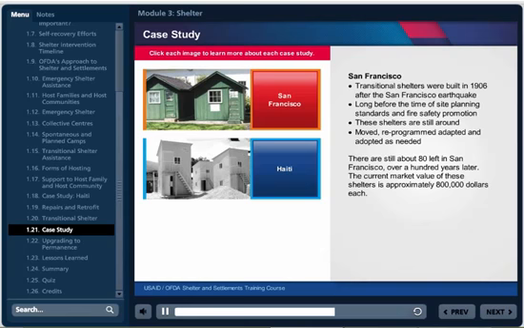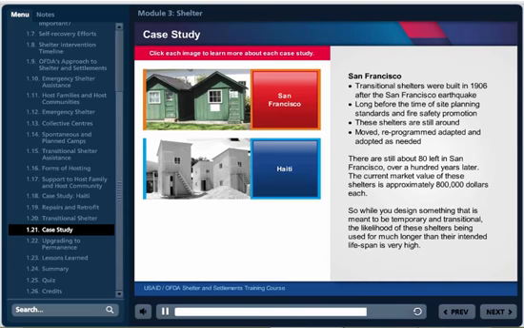The current market value of these shelters is approximately $800,000 each. So while you design something that is meant to be temporary and transitional, the likelihood of these shelters being used for much longer than their intended lifespan is very high.